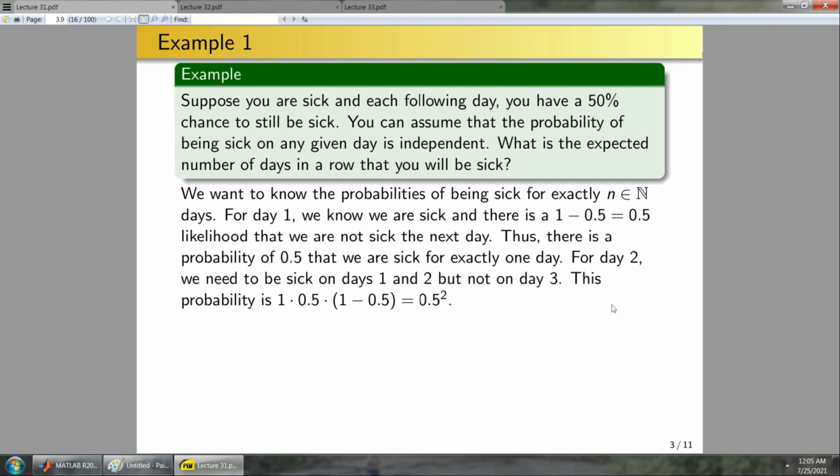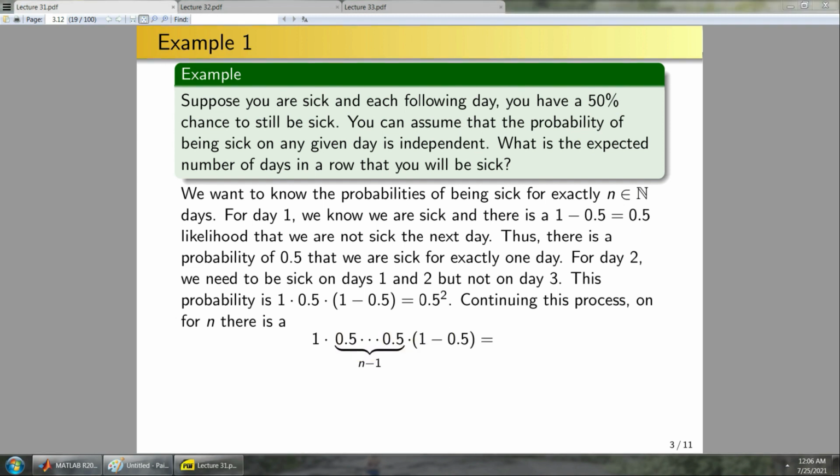Okay, so we can continue this process for any arbitrary day n. So on arbitrary day n, there's going to be a 1, the chance of being sick on day 1, times these terms here, the chance of being sick on days 2, 3, 4, all the way up to n minus 1, times 1 minus 0.5. This would be the probability of not being sick on the nth day. So multiplying all these out, I get simply 0.5 to the n.